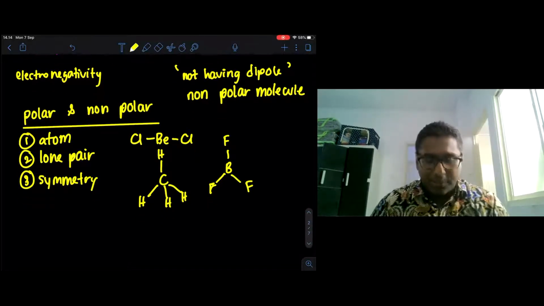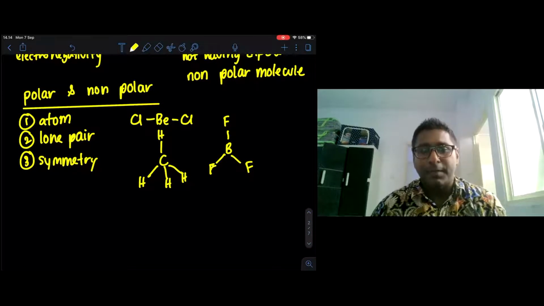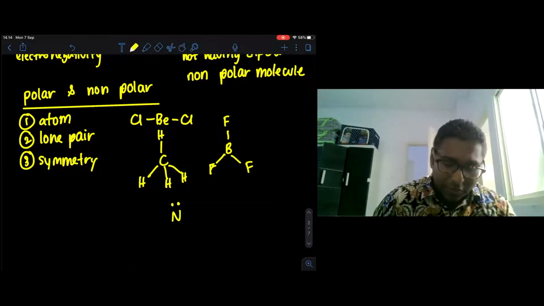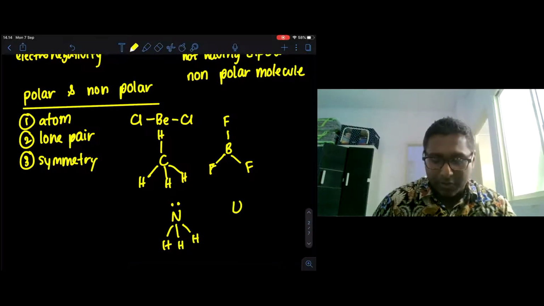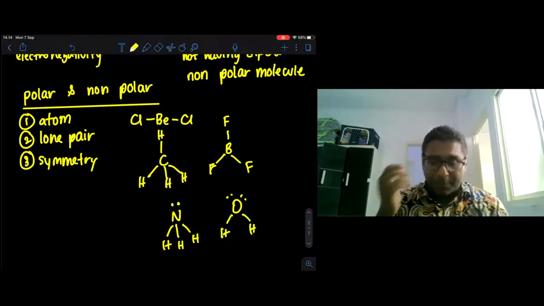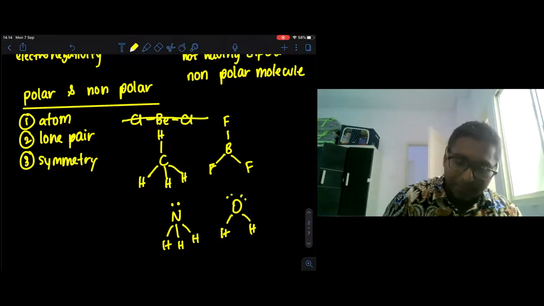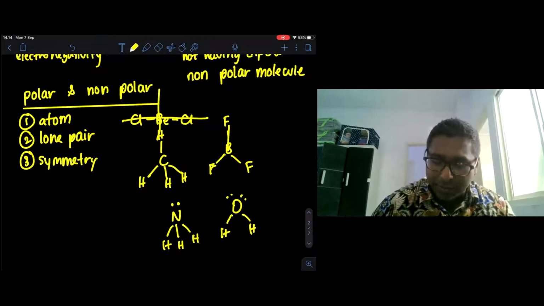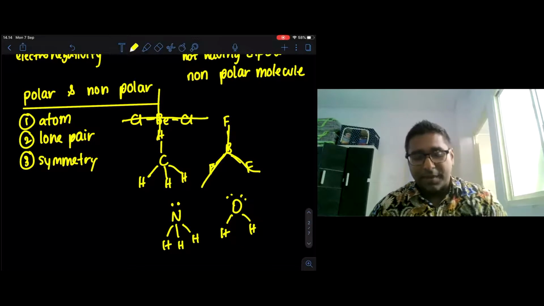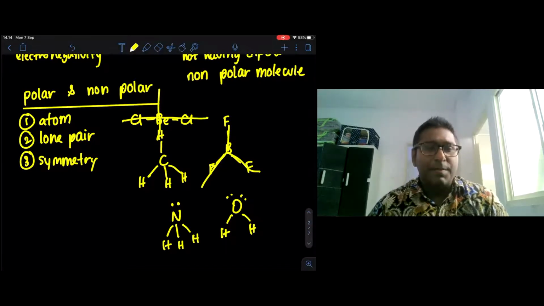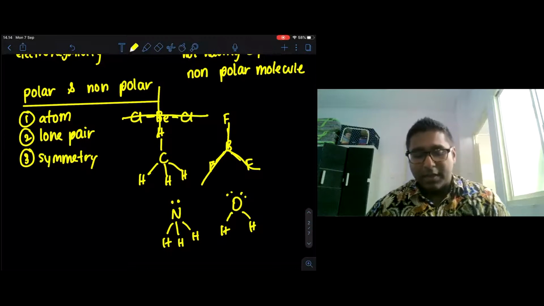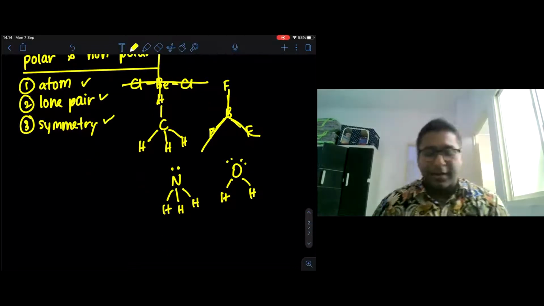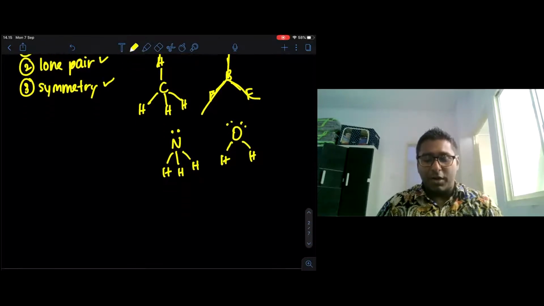Now, we do have molecules that are non-symmetrical. For example, this is going to be a non-symmetrical molecule. Symmetry means you can separate them. You can divide it into 4, or you can divide it into 3. Unsymmetrical, or not symmetric, means that you cannot simply divide them. So those are the 3 criteria that we look at to identify whether a molecule is polar or non-polar.